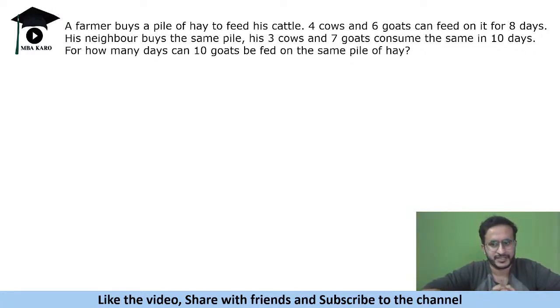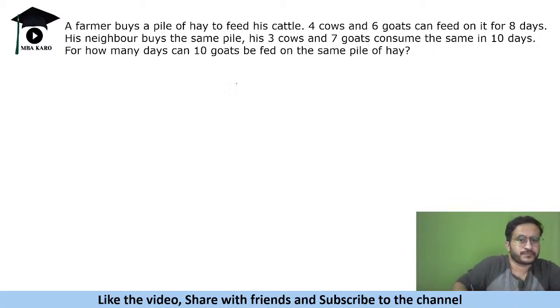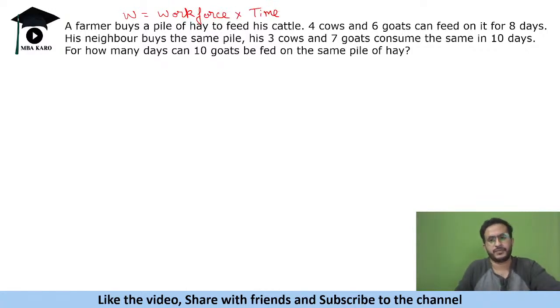So what we do in this case is again equate the work. Remember that work is equal to workforce into time. That is what I am saying, the proportionality thing, right? A into B is equal to C, this kind of thing works. Time into speed is distance, work is workforce into time.